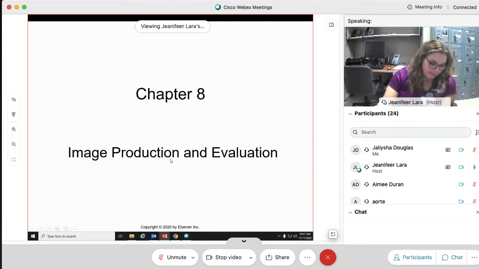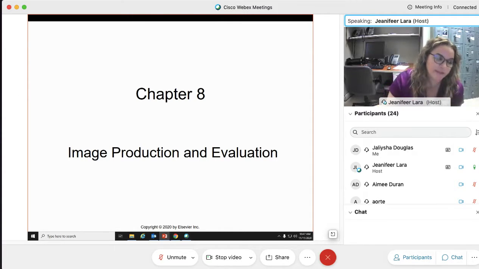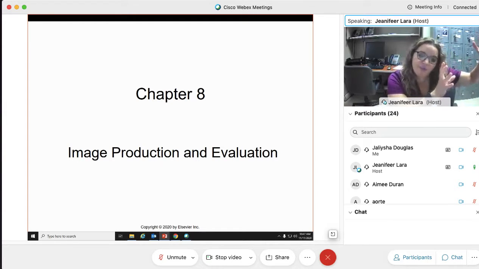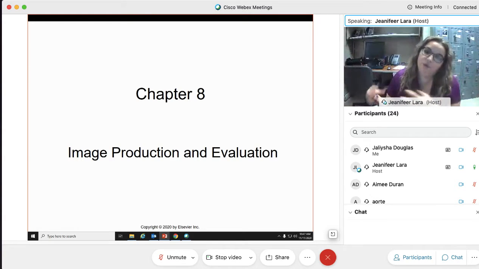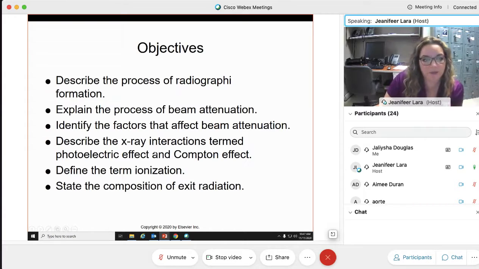So, image production and evaluation. This is going to be very complex, like I said, because we're going to introduce digital. In this chapter, it's basically going to be what happens with the primary beam, how it interacts with matter, and then the image receptor receives it and calculates what we see. Okay? So this is about image production. So we're going to get very, very heavy into the image receptor, especially digital, towards the latter part of this chapter. So the objectives are outlined in your book.